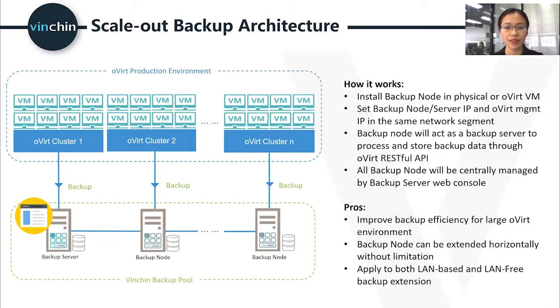In a large-scale business environment with multiple clusters, setting up multiple backup nodes can help distribute all business data and back it up to different storages simultaneously. Firstly, install the Vinchin backup node on a physical server or oVirt VM. Set the backup node IP in the same network segment as the backup server and oVirt management IP. The backup node will act as a backup server to process and store backup data through the oVirt REST API. All the backup nodes will be centrally managed by the backup server through its web console.